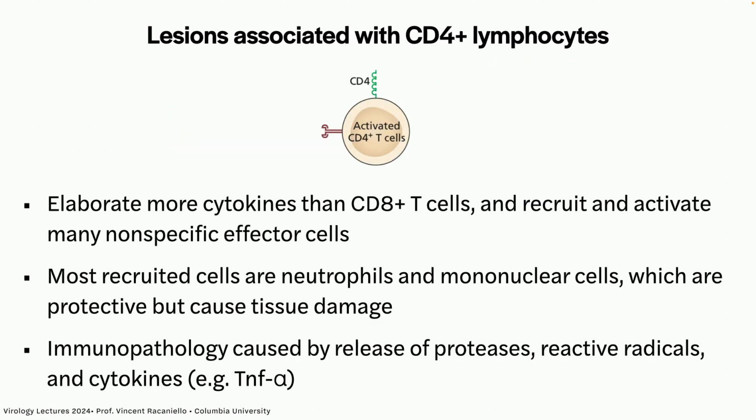There are also lesions associated with CD4 positive lymphocytes. These cells make a lot of cytokines. Now, CD8s lyse virus-infected cells, but CD4s don't do that. But they make cytokines that recruit a lot of other cells to the infection. These include neutrophils, mononuclear cells that cause a lot of tissue damage by releasing proteases and cytokines and so forth. So CD4s can induce a lot of lesions.